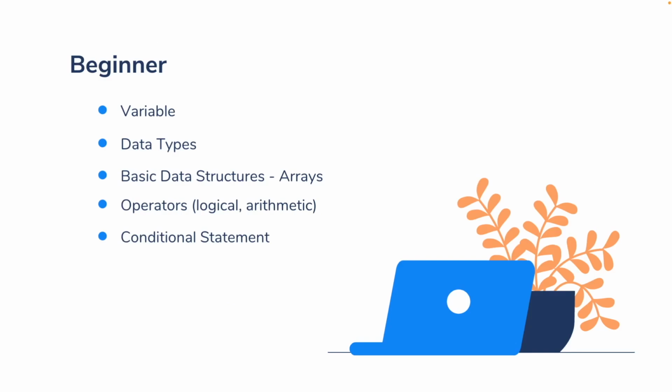Let's talk about the things which you should cover in the beginner section of part 1. So first of all, variables. What are they and how to define them? Data types. What are the data types available in Dart and which one is suitable for which particular use case? And then you have basic data structures like arrays, and then you should get yourself familiar with the operators, both logical and arithmetic operators. And at the last, you should get yourself familiar with the conditional statements, if, else if, and of course else.